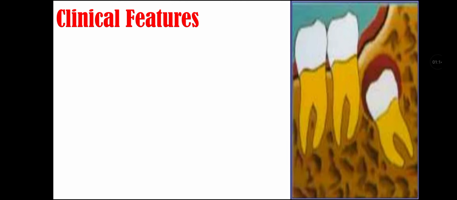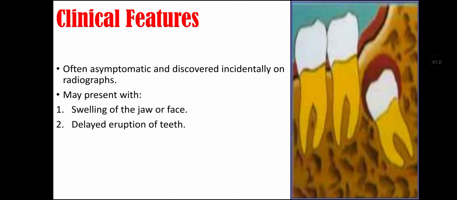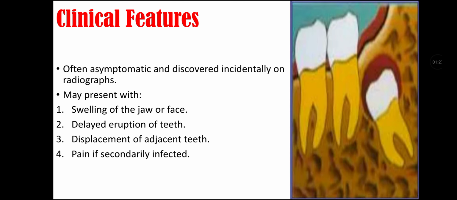Clinical features. Often it is asymptomatic and discovered incidentally on radiographs. It may present with swelling of the jaw or face, delayed eruption of teeth, displacement of adjacent teeth, and pain if it is secondarily infected. Large cysts may cause facial asymmetry.